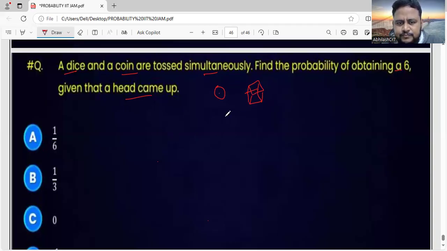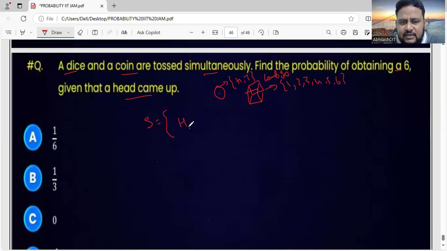First of all, what will the sample space be? When we throw a dice, the sample space is 1, 2, 3, 4, 5, 6. Remember carefully, when you throw a coin, the sample space we get is H, T, that is head and tail. So we have to combine this and this to write the sample space for this question.